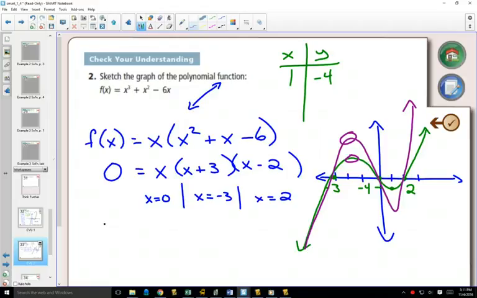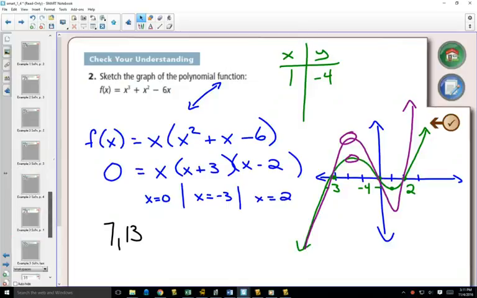Now, I'm going to give you your questions for this one, 7 and 13. But before we look at those, we're also going to look at the example right beside it.